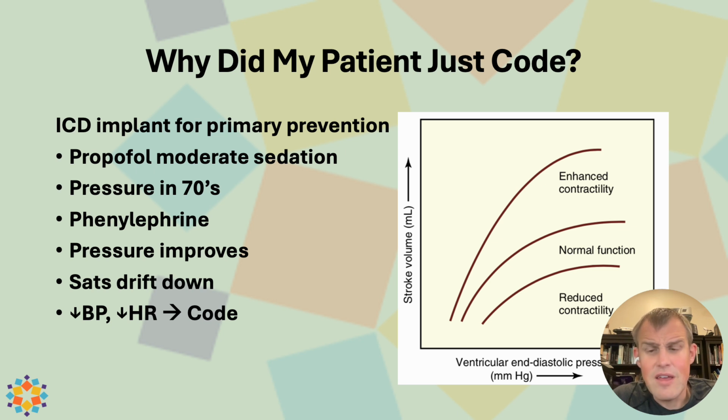And then finally, you get to a point where increased preload actually decreases stroke volume as the wall of the LV and then eventually the RV is completely stretched beyond the ability for those muscle fibers to interact. So what happens is our drug that we were using in this case, propofol, took a patient that already had decreased function at rest. We gave it a very potent negative inotrope, propofol.